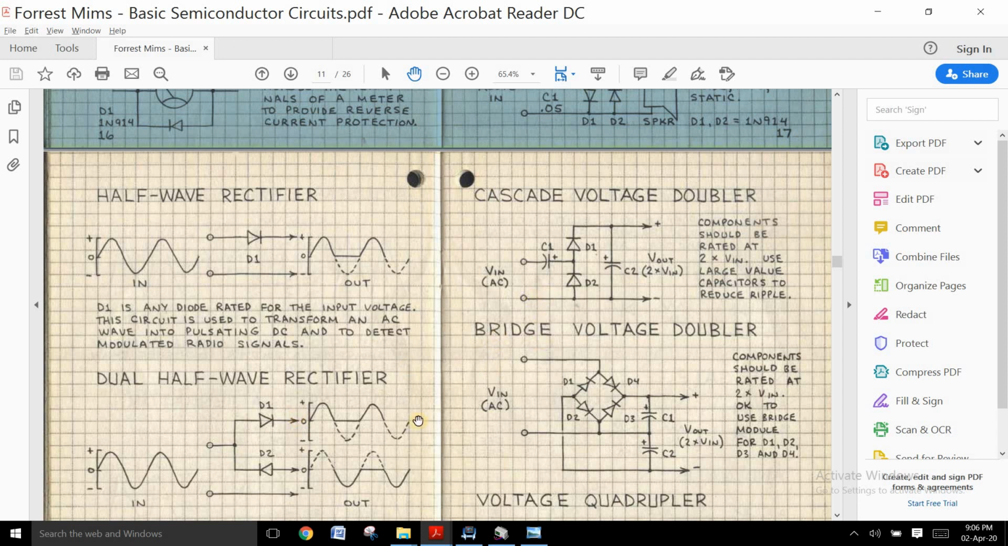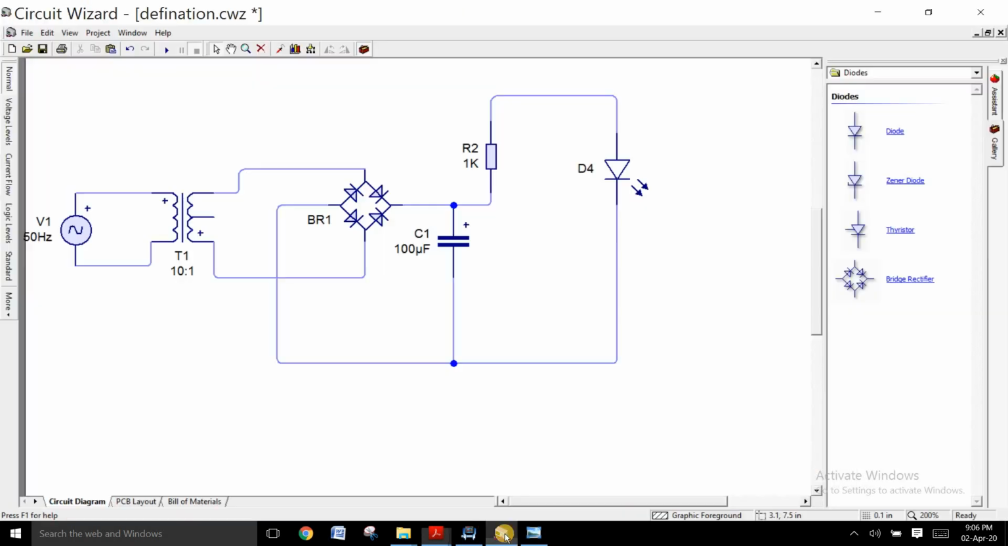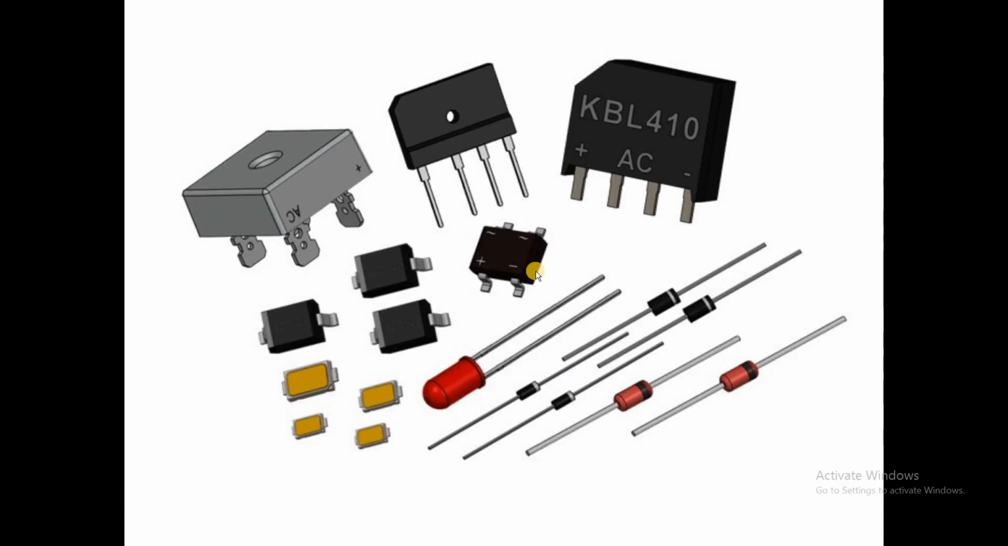Now let me show you the simulation. This is a bridge rectifier. A bridge rectifier is like the one I showed you the other time. This is the component. The AC terminals are where you connect your AC input to, the supply coming from your sockets or from your step down transformer.